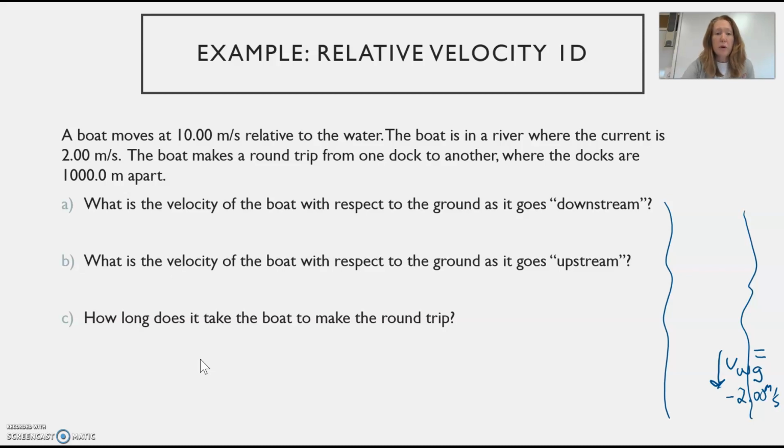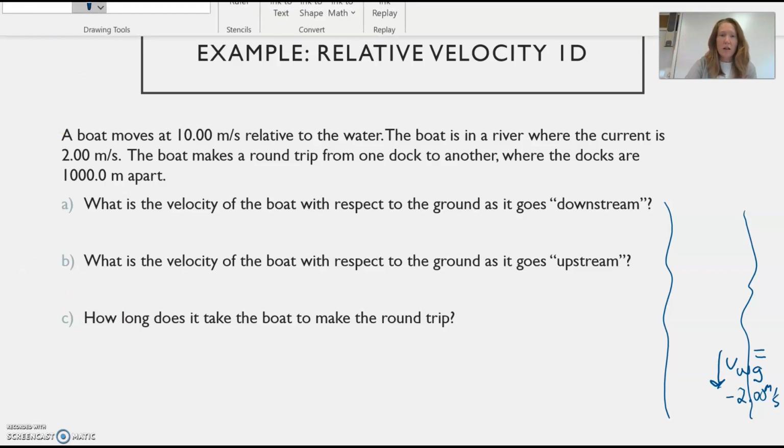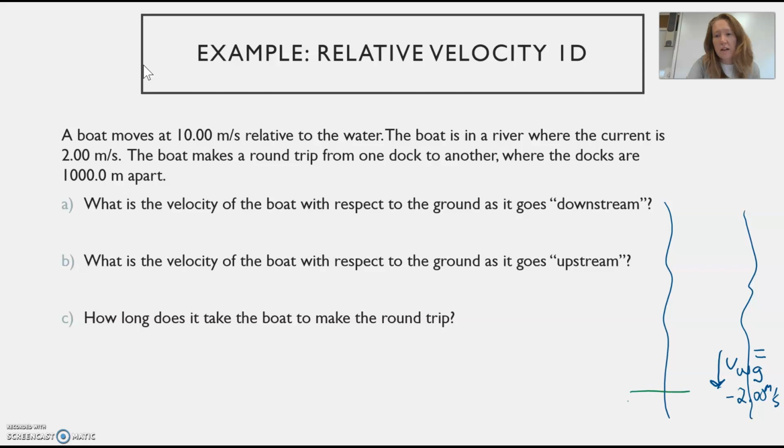Then the boat is going to make a round trip. It's got to go from one dock to another dock. Let me change colors here. So let's draw some docks in here. Here's a dock here, and here's one over here.